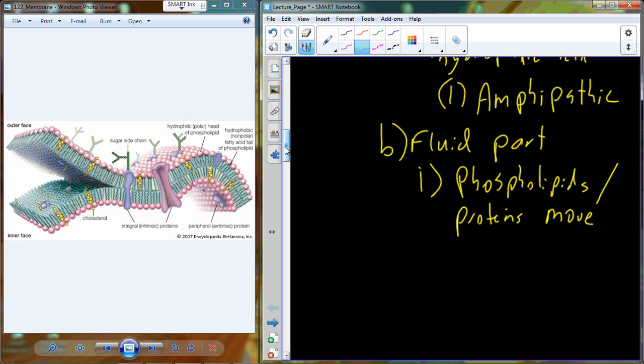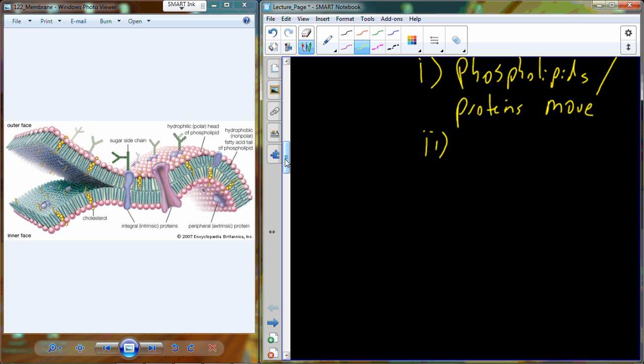So they are not stacked. In other words, if I was a protein embedded in a membrane, I'm going to spend my life just sort of moving around that membrane, kind of sliding through or swinging through those phospholipids. How easily those phospholipids and those proteins move is going to be defined by the characteristics of the membrane.